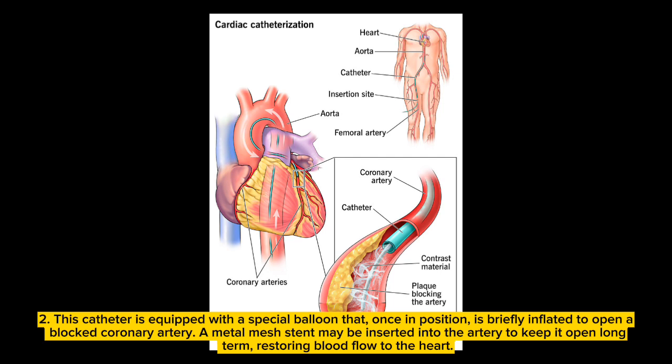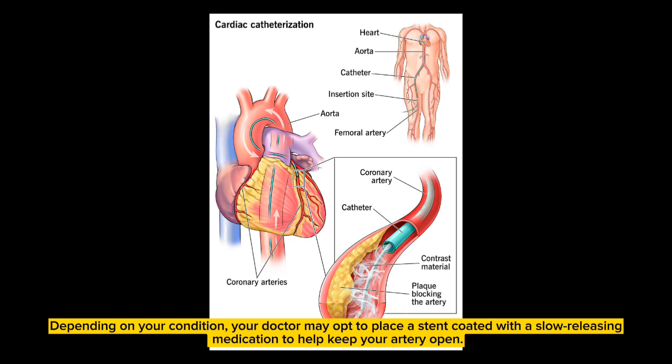This catheter is equipped with a special balloon that is briefly inflated to open a blocked coronary artery. A metal mesh stent may be inserted in the coronary artery to keep it open long term, restoring blood flow to the heart. Depending on your condition, your doctor may opt to place a stent coated with a slow-releasing medication to help keep your artery open.